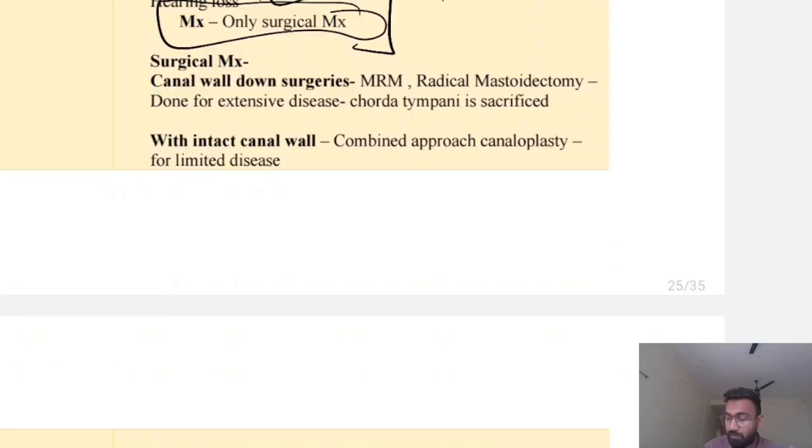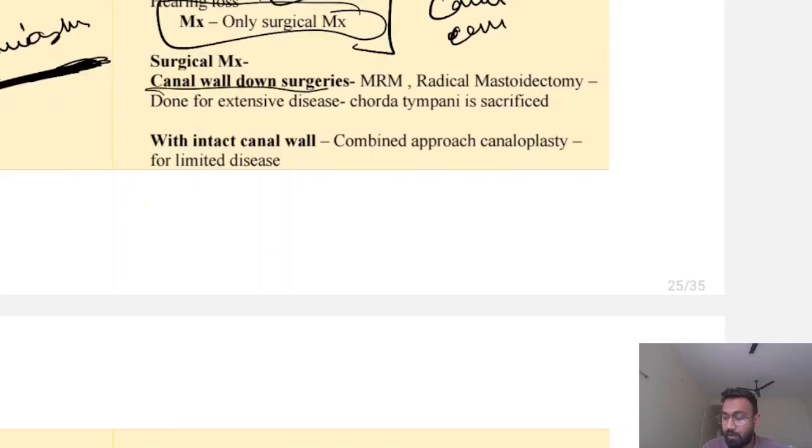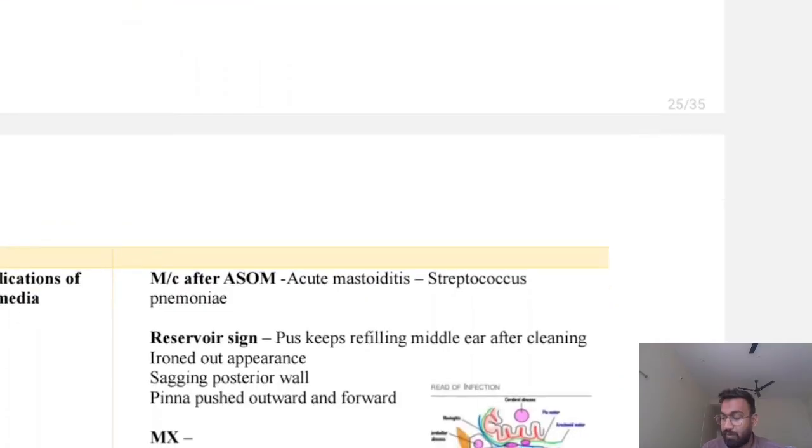There are two types of surgery: canal wall down surgery and canal wall intact surgery. So in canal wall down surgery, there is a connection between the external auditory canal and the mastoid. So if you remove that canal wall, then that is canal wall down surgery. That is MRM, modified radical mastoidectomy, radical mastoidectomy. It is done for extensive disease. Okay, in this case, chorda tympani is sacrificed.